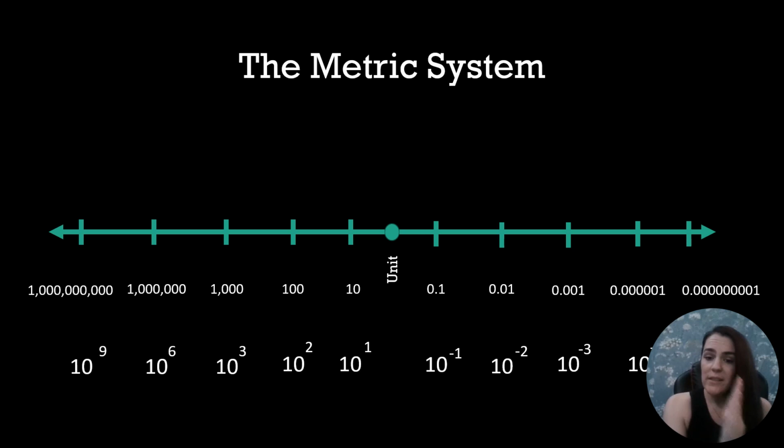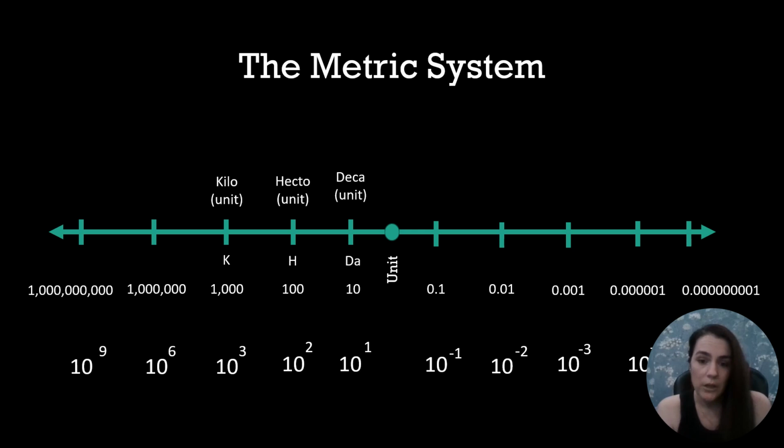Then we increase or decrease. If we increase by 10, this is called a deca unit. Let's use meters as our example. This would be a decameter, and that symbol is DA. Moving up to 100, that would be a hectometer with the symbol H. Moving up to 1,000, we have a kilometer.